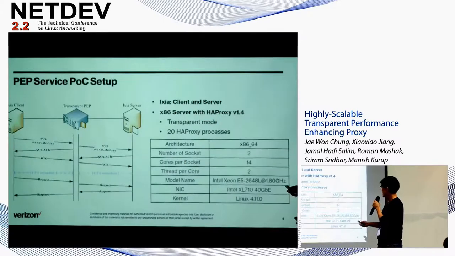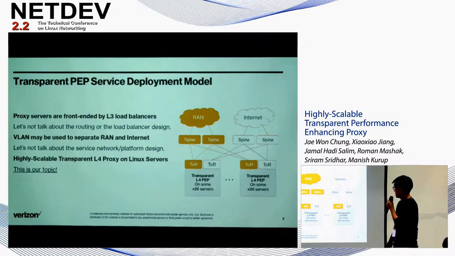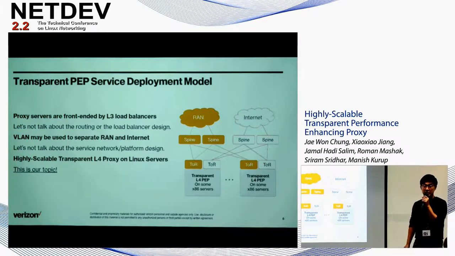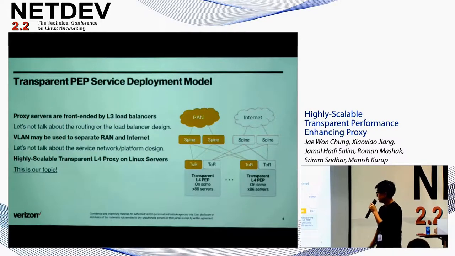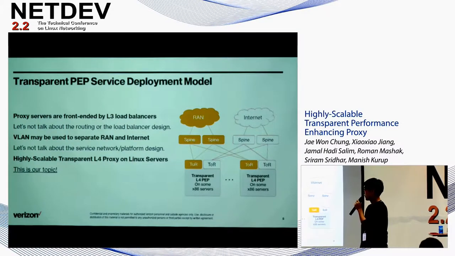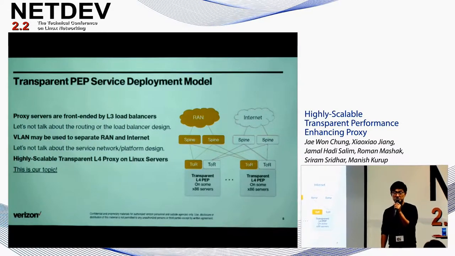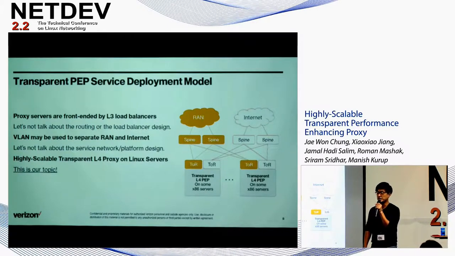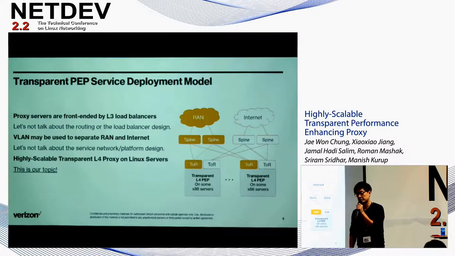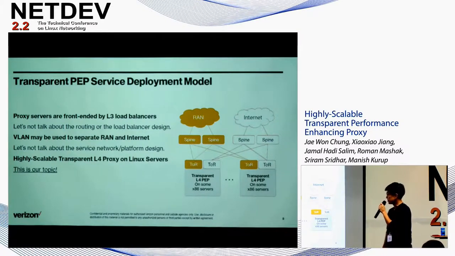Also, in this picture, it seems like it's two different networks with two separate spines, but in reality, this one and this one could be the same spine with a different VLAN. That is a possible deployment scenario, and that would be the worst scenario for me to handle, the pop and push of the VLAN tag, and that might impact the performance. So that is another thing that we assumed for the POC.